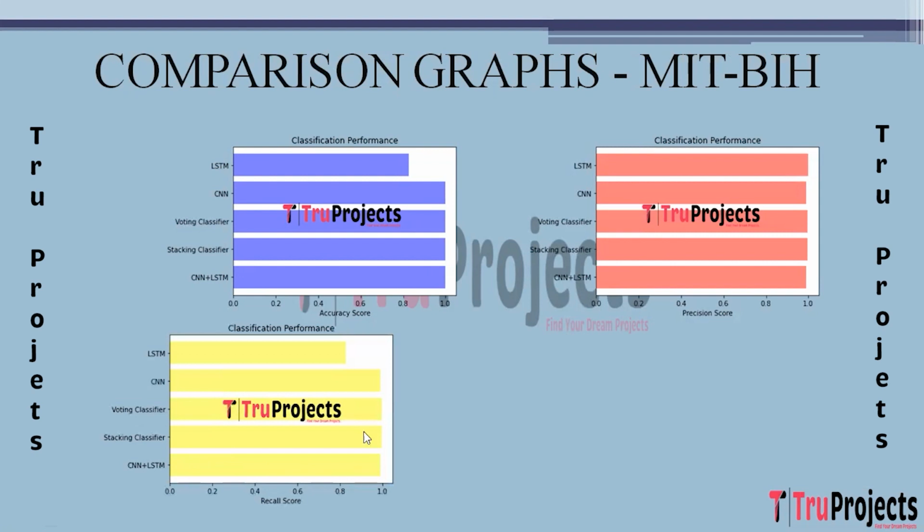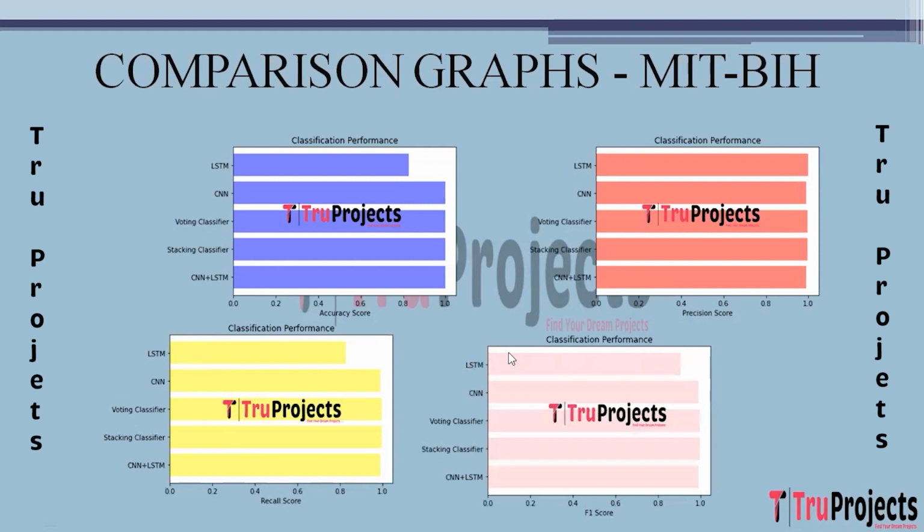This is recall score comparison graph. In this graph on x-axis I have recall scores and on y-axis I have algorithm names. So recall measures the ability to identify all relevant instances, showing how many actual positives were correctly predicted.